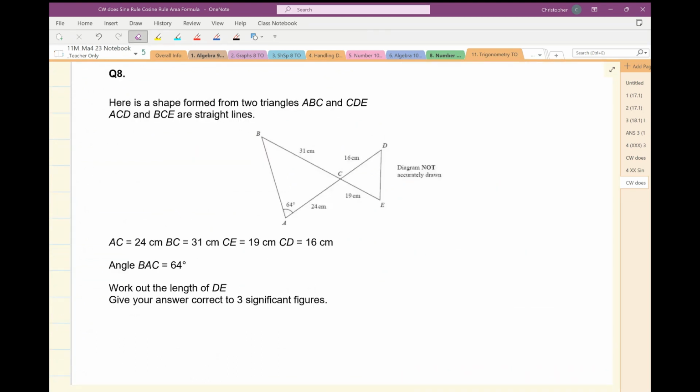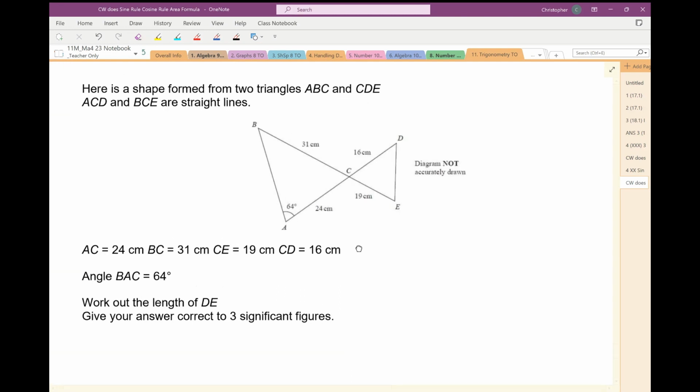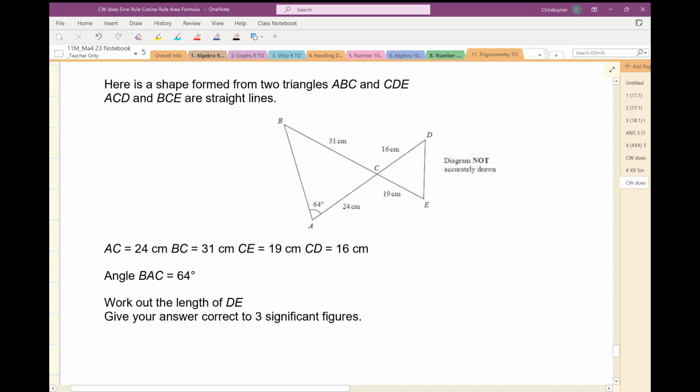Question 8. Right, we've got a shape formed from 2 triangles. Yes, I can see that. Okay, ACD is a straight line. Yep, that's drawn as a straight line. And BCE, yep, that's a straight line. Okay, and then I've got these lengths, all of which are labelled on the diagram, and that angle, which is also labelled on the diagram. And I'm asked to work out the length of DE. That's this length here. Okay, so let's make a plan.